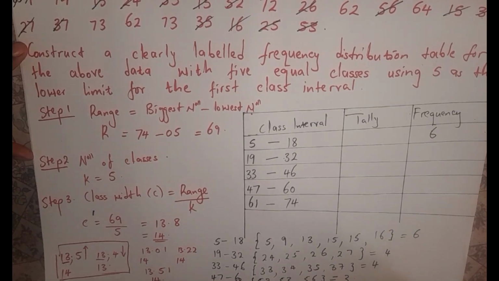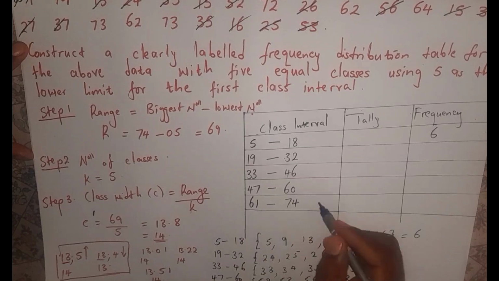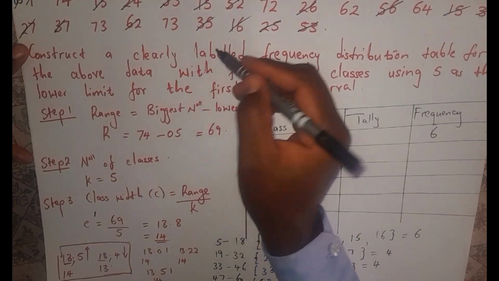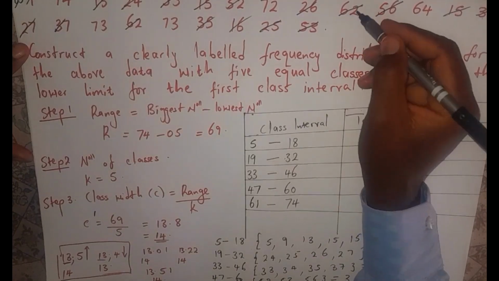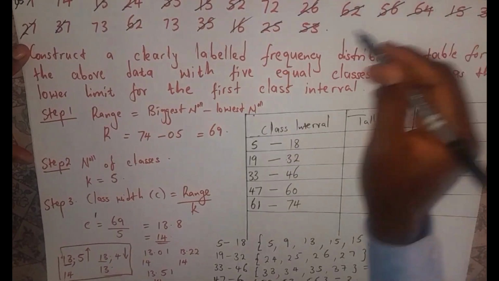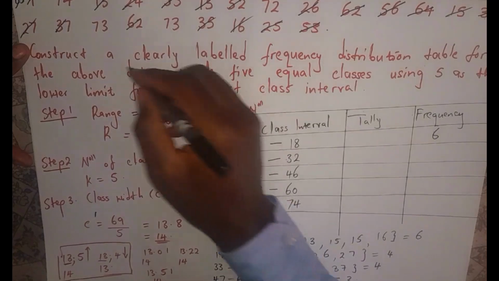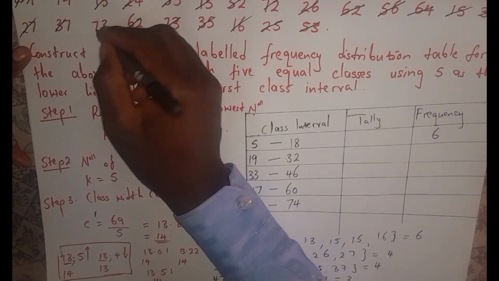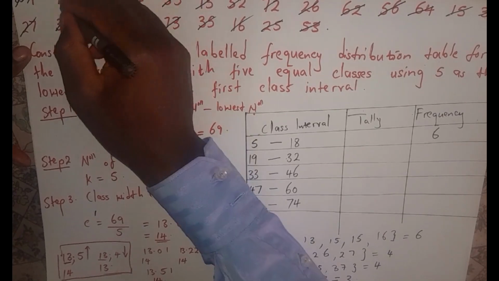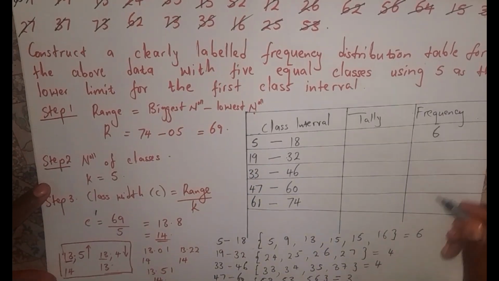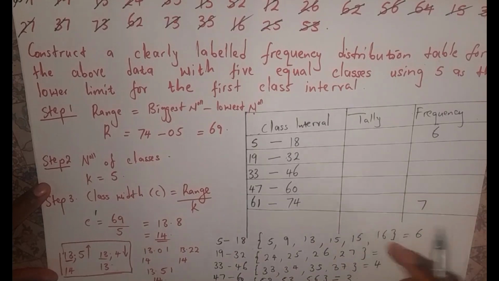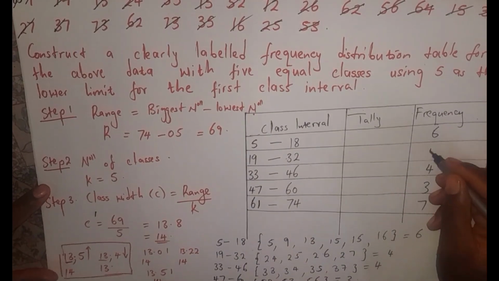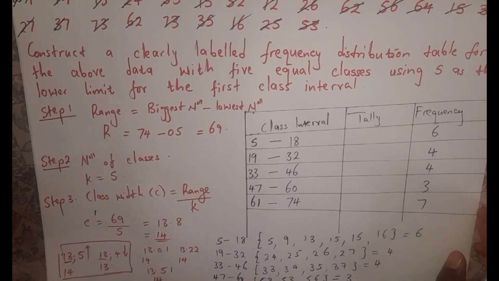And then lastly, on 61 to 74, we are having 62, which is 1, and then another 62, 2, 64, 3, 72, 4, 73, 5, 73, 6, 74, 7. So here we are having a frequency of 7. And so this is how you get the frequency.